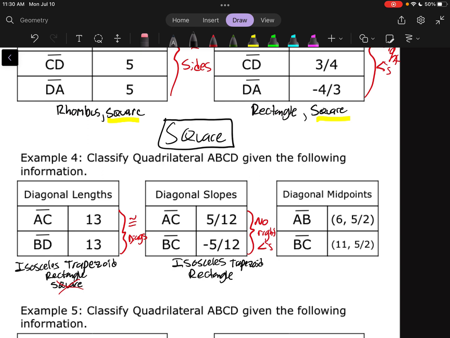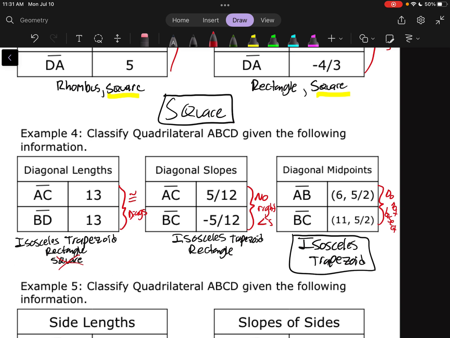And then we look at the midpoints, and we can tell that they don't have the same midpoint, right? And if they don't have the same midpoint, they don't bisect each other. So I'll say they do not bisect each other over there. And if they don't bisect each other, that means that it can't be any of the parallelograms, including the rectangle. So our only option at this point is the isosceles trapezoid. That is the only quadrilateral that does have congruent diagonals, but those diagonals are not perpendicular and they do not bisect each other.